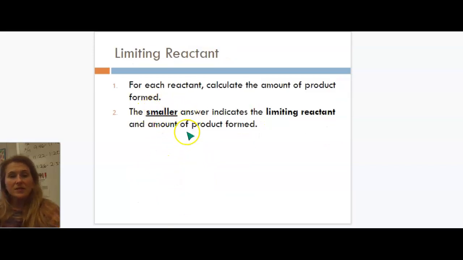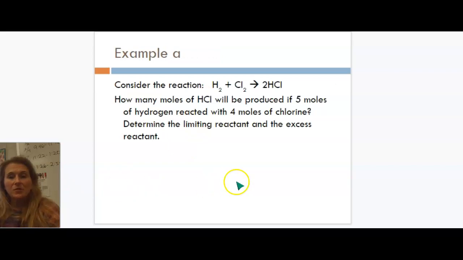So basically how you do this is for each reactant, you calculate the amount of product formed, and the smaller answer indicates which one is going to be limiting. So here we have an example. Let's consider hydrogen gas and chlorine gas coming together to form 2 moles of hydrochloric acid. So how many moles of hydrochloric acid will be produced if 5 moles of hydrogen react with 4 moles of chlorine? Now this one's easy because we see that our ratio is 1 to 1.